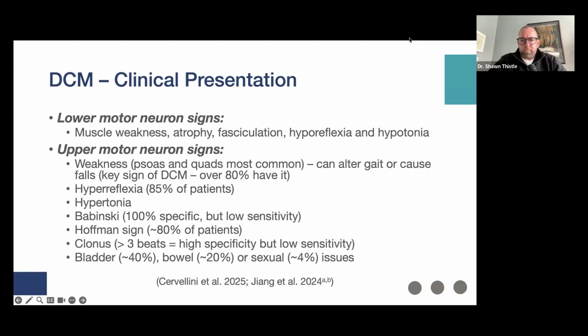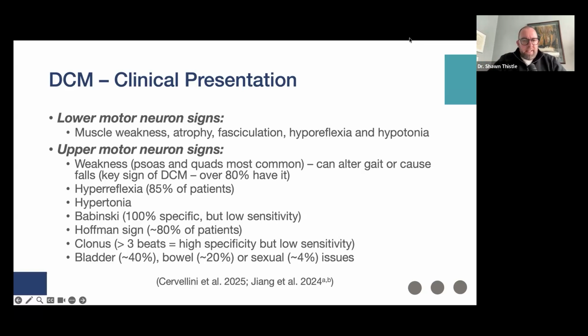Clonus is when you take, the easiest way to do this is dorsiflexion of the foot or plantar flexion. You sort of move them quickly and look for them just kind of fighting against you or contracting against you in a repetitive pulsile manner. And if there's more than 3 beats, that's considered to have a high specificity for DCM, but also low sensitivity. It's not always present. A clinical test that's highly sensitive is positive in most of the cases where the condition is present, just to review.